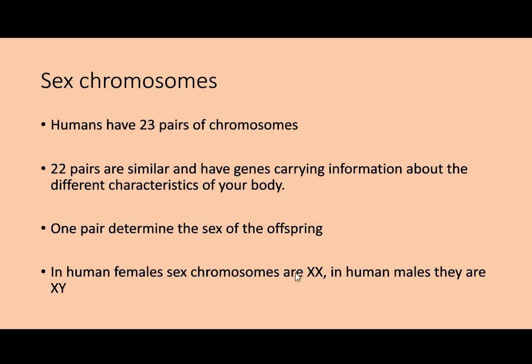So in human females, they are XX. In human males, they are XY. So if a baby has an XY chromosome, we know it's a male. If it has XX, we know it's a female. And those chromosomes, when the cells divide through meiosis, will obviously be passed on to the offspring.